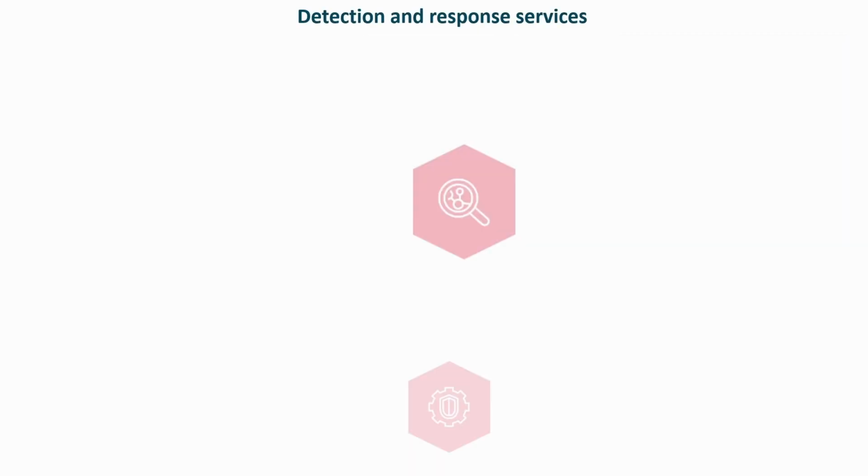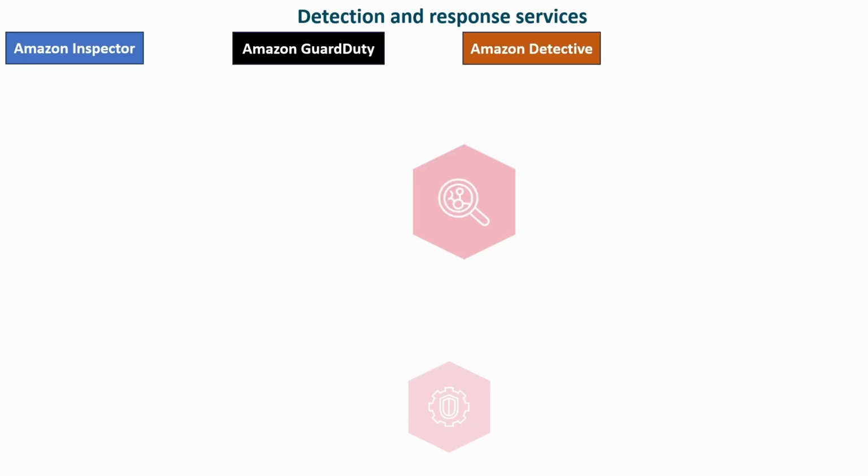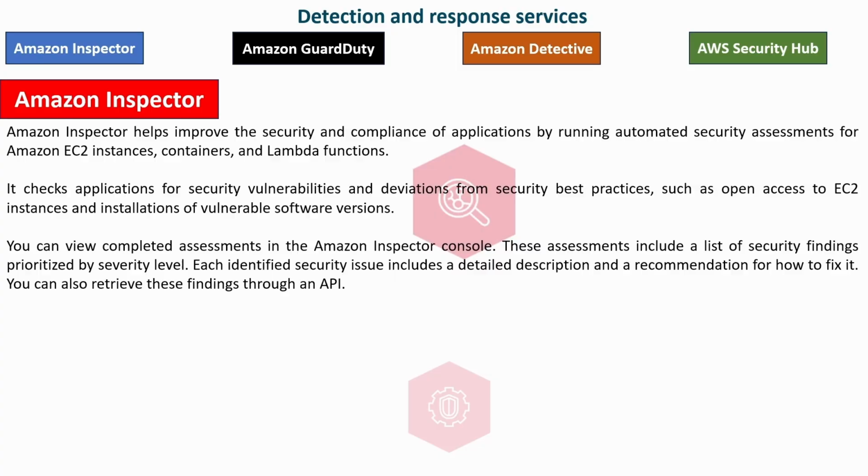AWS offers a variety of services that you can use to detect and respond to security incidents such as Amazon Inspector, Amazon GuardDuty, Amazon Detective, and AWS Security Hub. Amazon Inspector helps improve the security and compliance of applications by running automated security assessments for Amazon EC2 instances, containers, and Lambda functions. It checks applications for security vulnerabilities and deviations from security best practices such as open access to EC2 instances and installations of vulnerable software versions.